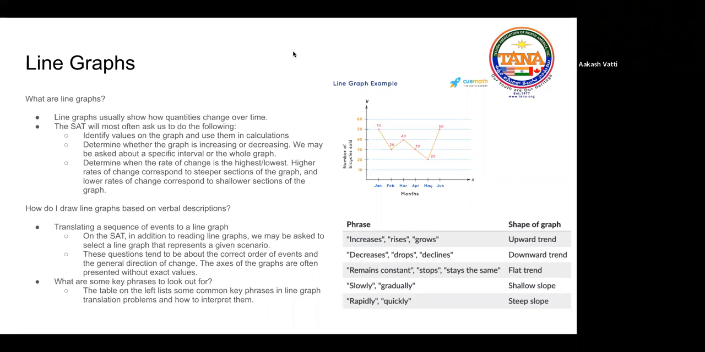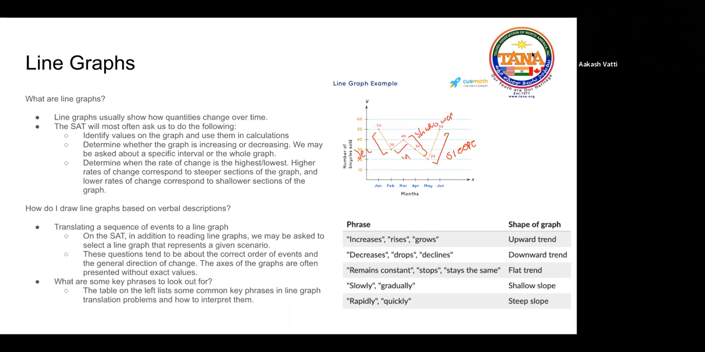We may also be asked to determine when the rate of change is the highest or lowest. A higher rate of change corresponds with steeper sections of the graph, and a lower rate of change corresponds with shallower sections of the graph. I have a little graph on the side here. Don't mind the numbers, they don't really matter for this case. This section of the graph would be decreasing, and this section would be increasing. This section would be steeper than this section, which is shallower, because it's increasing at a much faster rate than this one is decreasing.